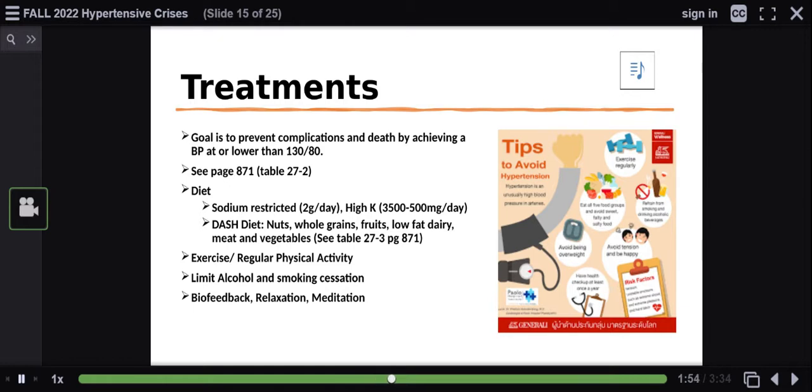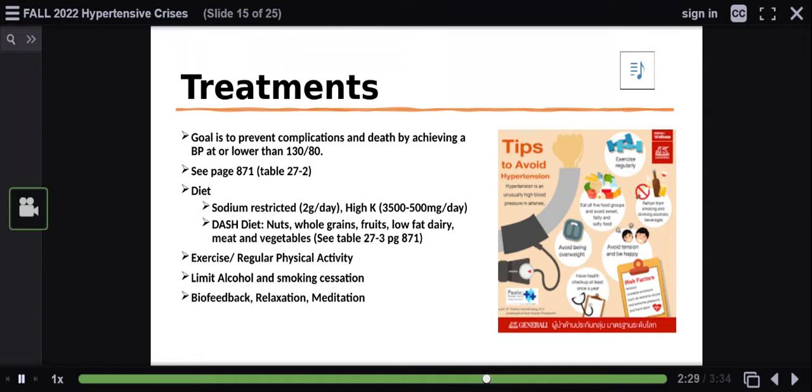In addition to this, we also have the DASH diet, or the Dietary Approach to Stop Hypertension diet, and it has been the most effective diet in decreasing blood pressure, I should say. If it's used in conjunction with weight loss, this diet can lower systolic blood pressure by 11 to 16 millimeters of mercury. That's a lot.